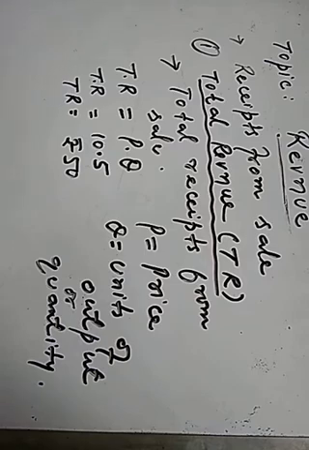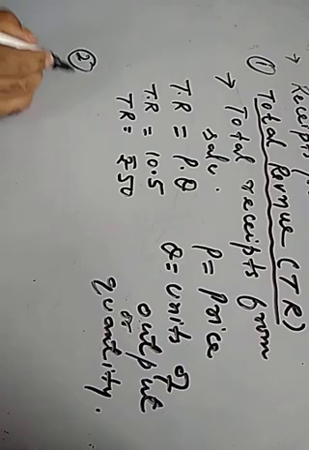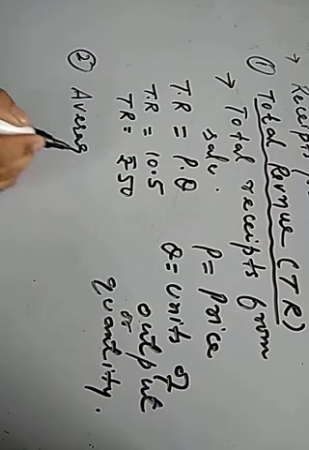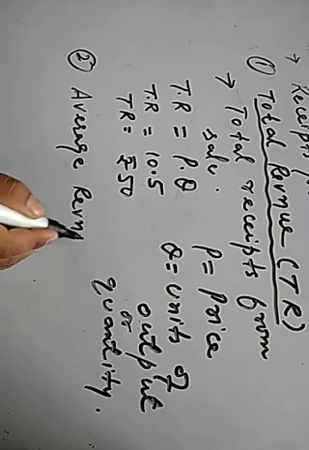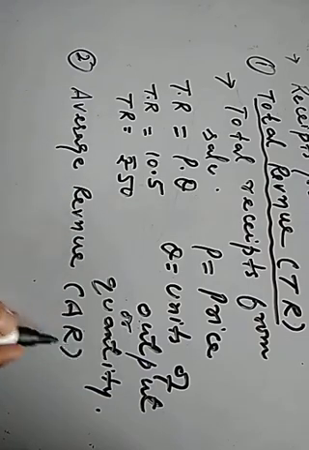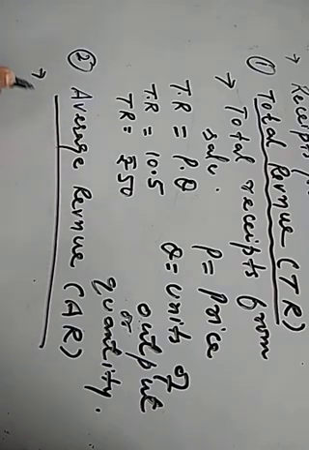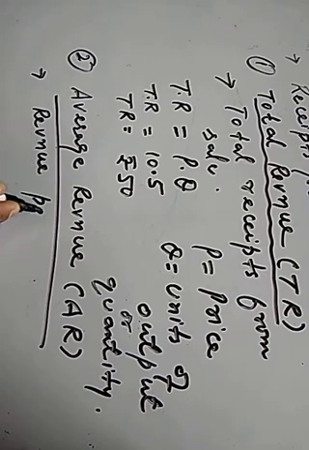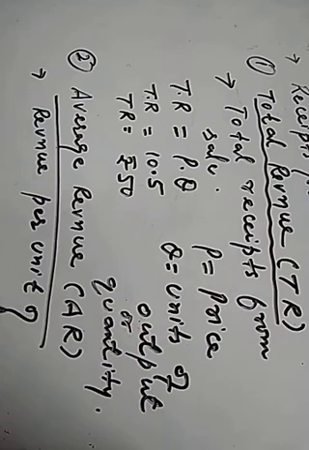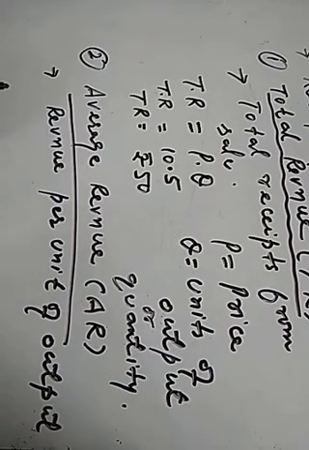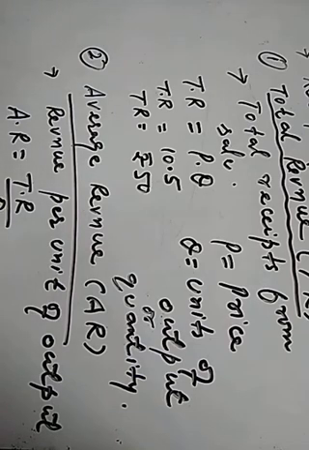Now the second one is average revenue, denoted by AR. What is average revenue? It is revenue per unit of output, and it is obtained with the help of this formula: average revenue is equal to total revenue divided by units of output.